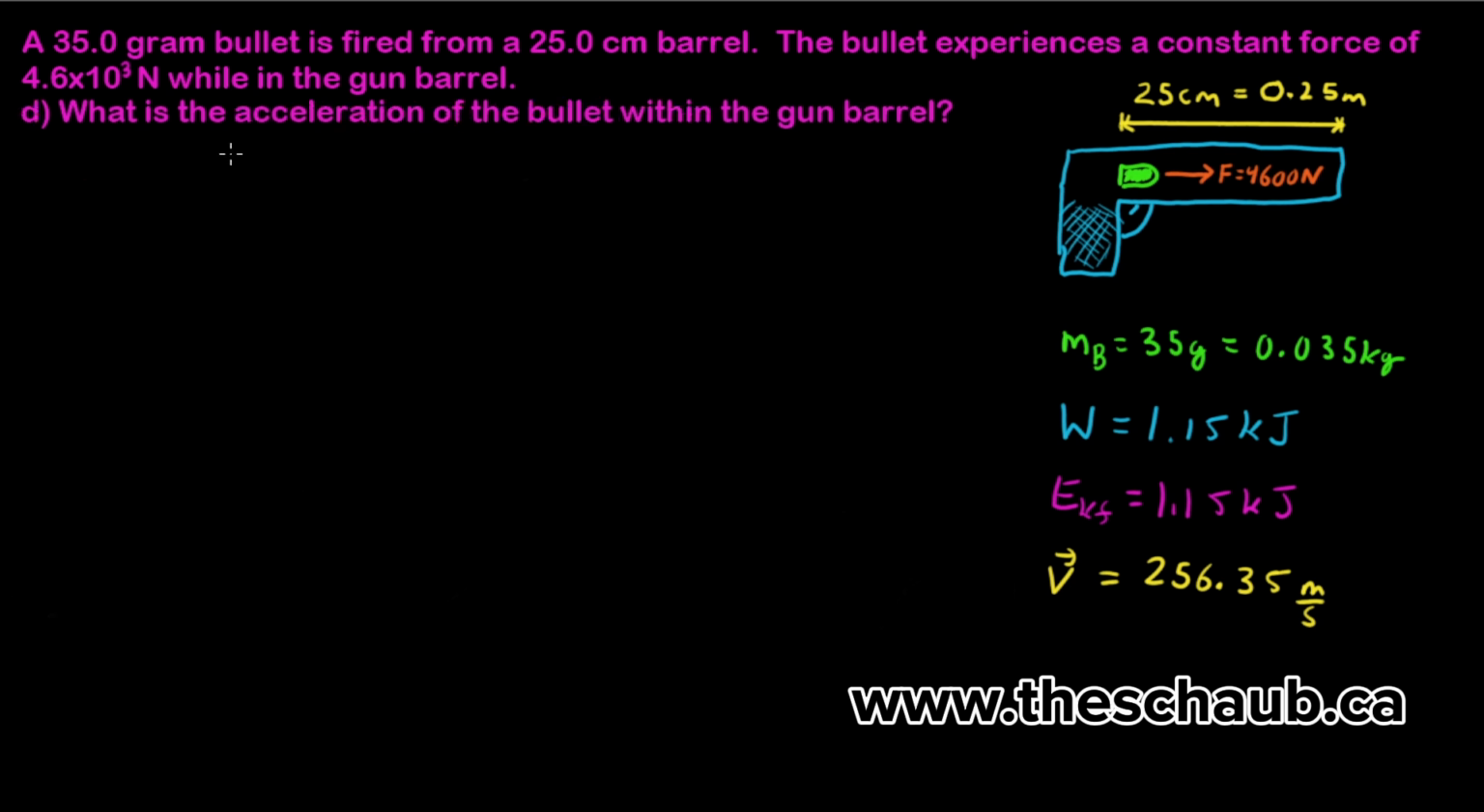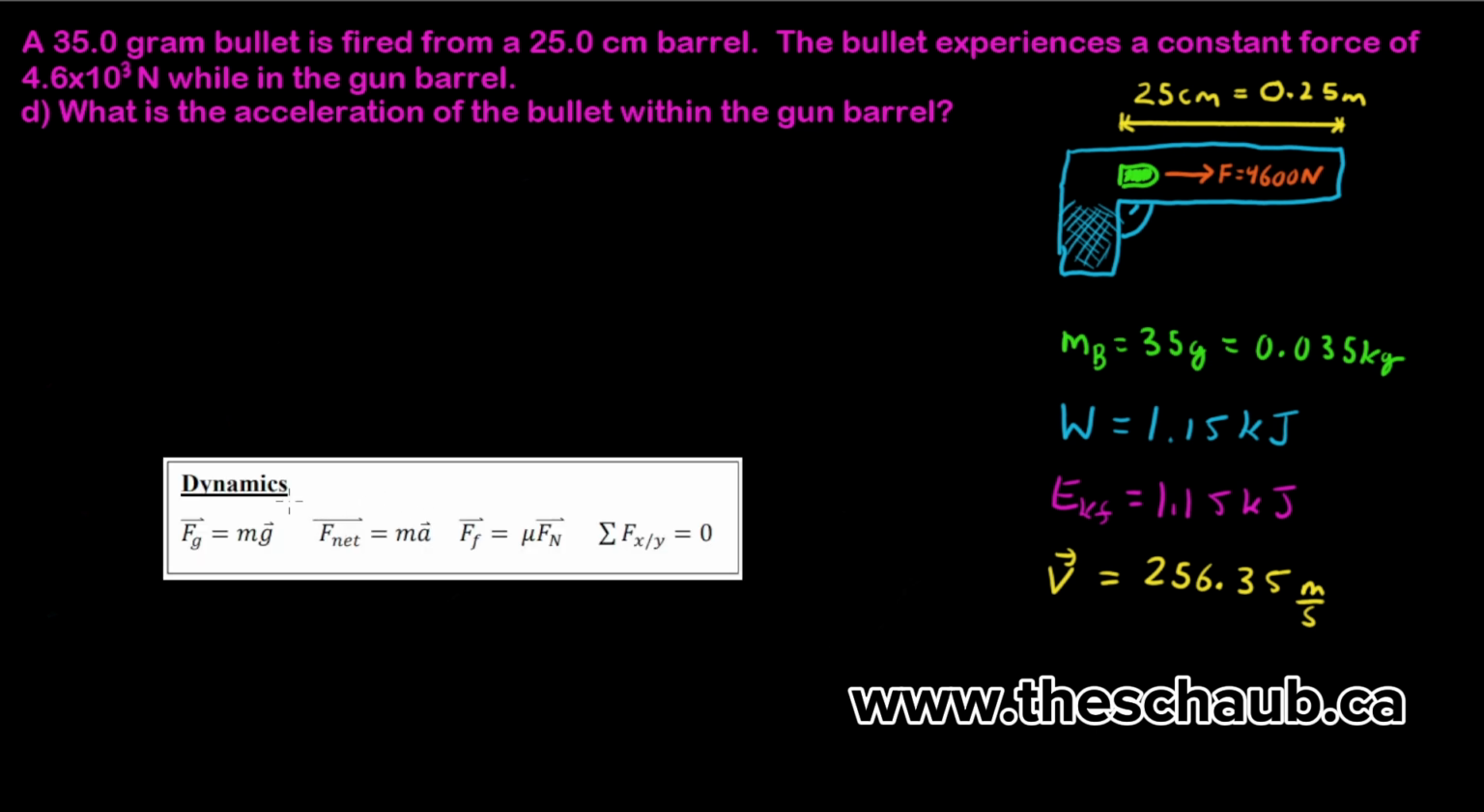In part D, we're asked to find the acceleration of the bullet within the gun barrel. The great part about this question is that we can solve it two different ways, one using forces and one using kinematics. And if the answer comes out the same, that confirms all our previous answers. Let's start by solving this using dynamics.